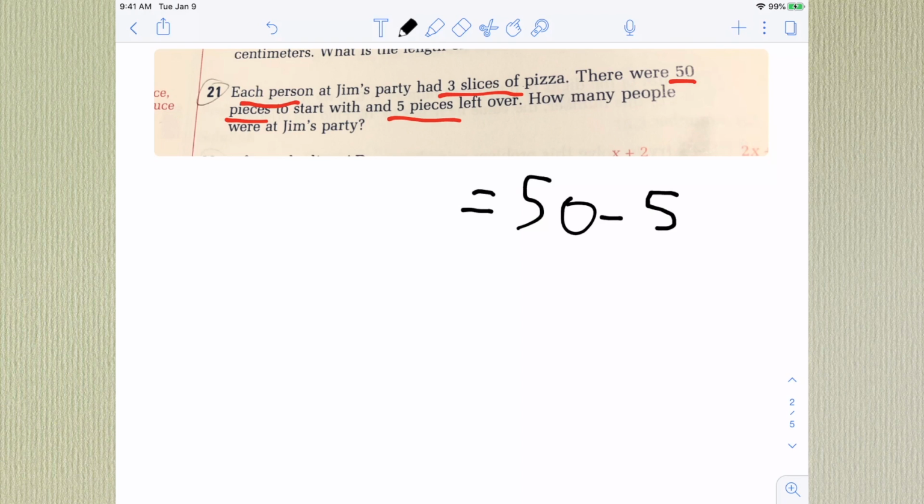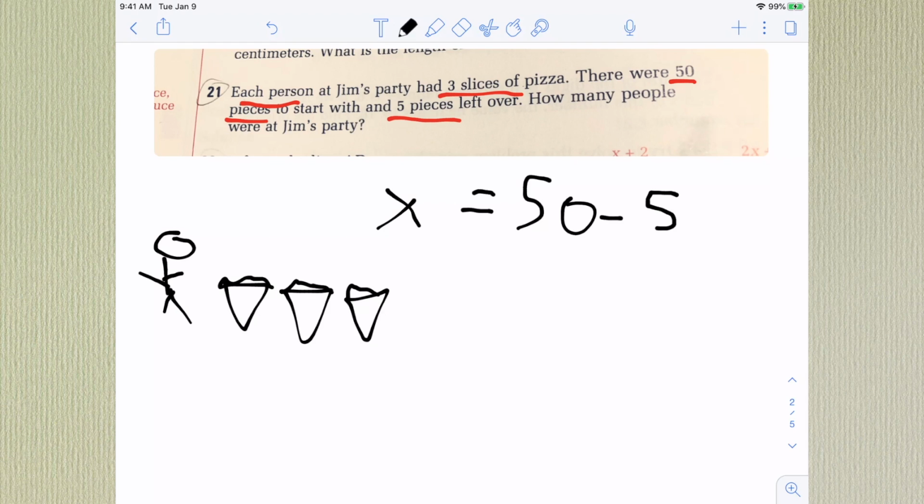Now, at a first glance, you may think you could set that to x, and this would be your problem. Great. But unfortunately, that isn't quite correct. The thing is, each person eats 3 pieces. So one person, let's draw this out, eats 3 pieces of pizza.